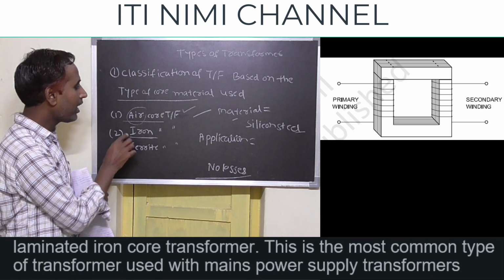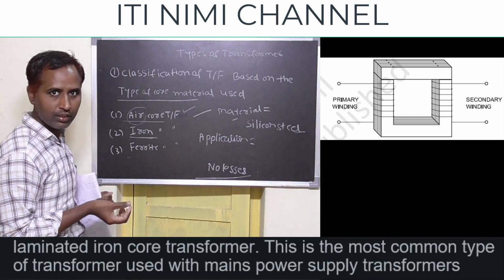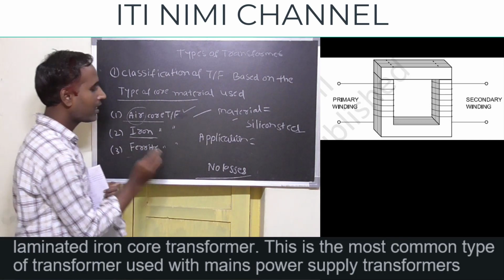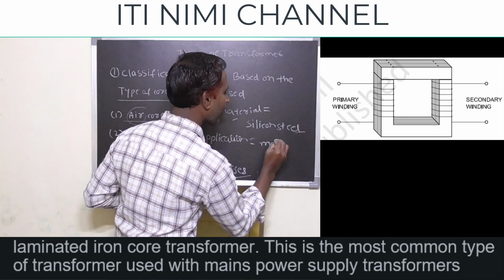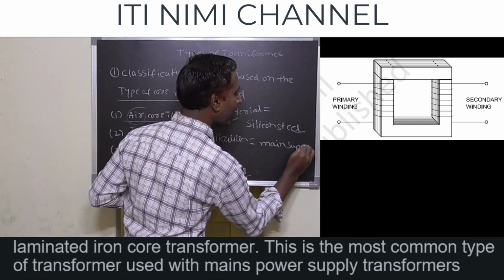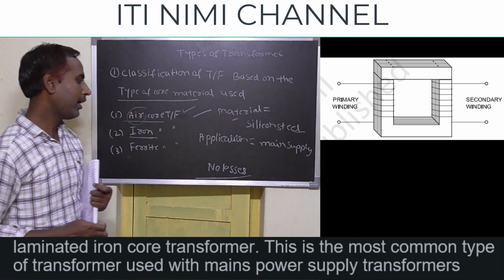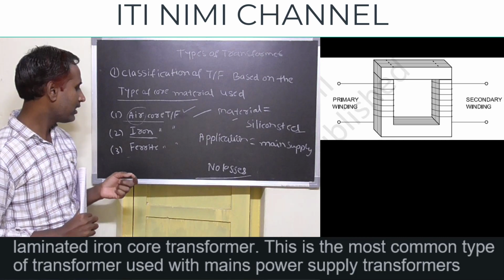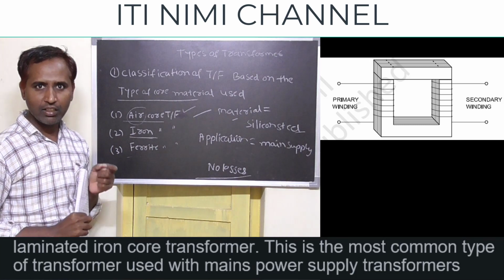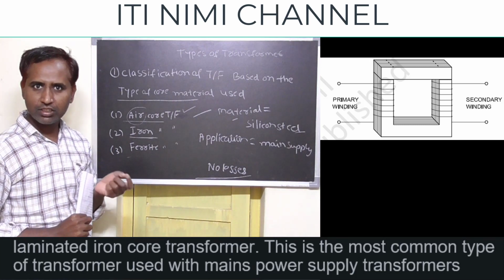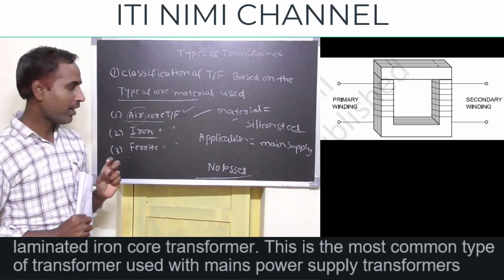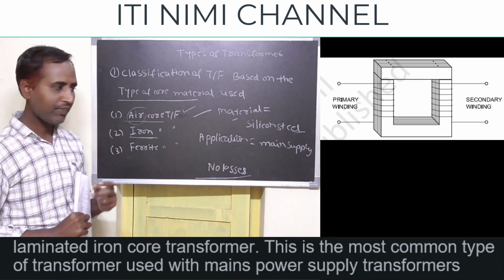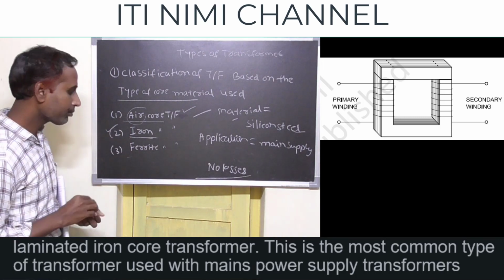Where iron core types of transformers are used? The answer is main supply. For the main supply, the iron core transformers are used. Why? Because the reason is that iron core transformers having losses like magnetizing losses and iron core losses. That's why these type of transformers are used for main supply. Okay, friends, this point is clear.